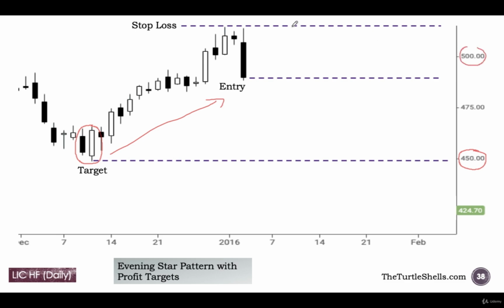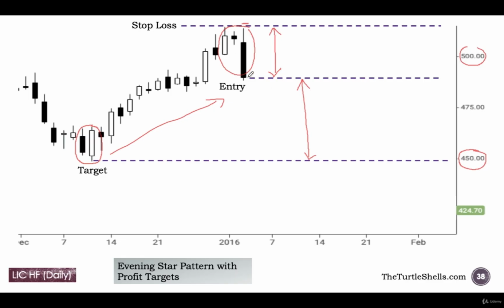So you have an evening star. The high of the evening star becomes resistance. So above the high, you can keep the stop loss. That was our risk. That's our reward. Probably not 2:1, but if you were to take that trade as an aggressive trader, you would probably see what happens at that particular price. So that's how you set reward to risk trades on evening star.